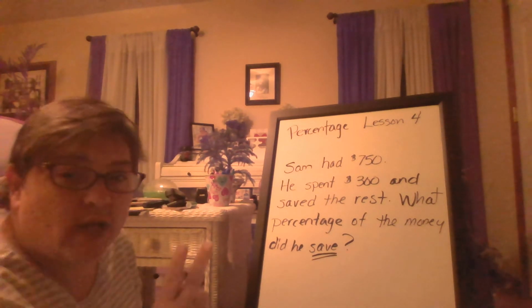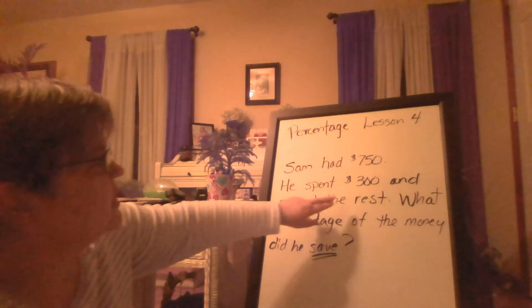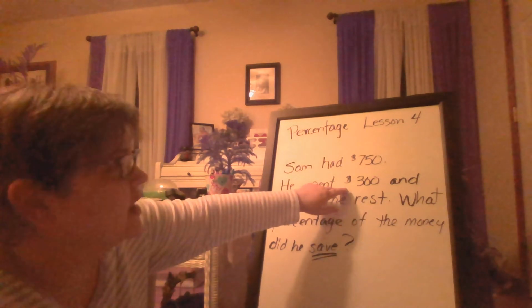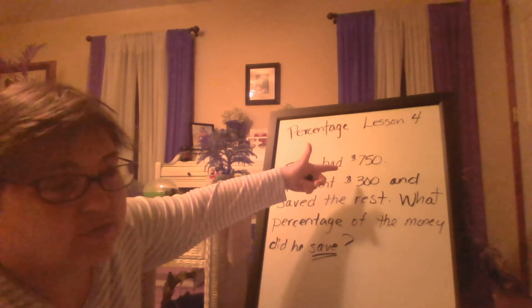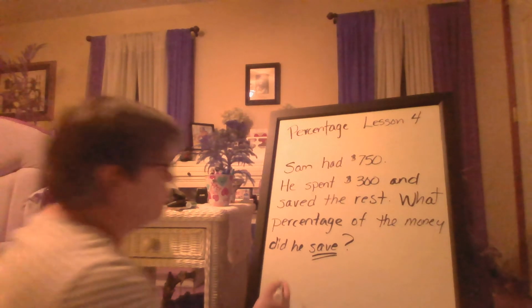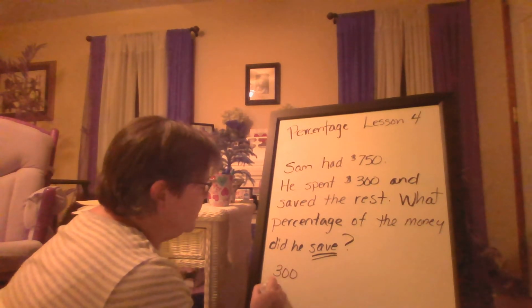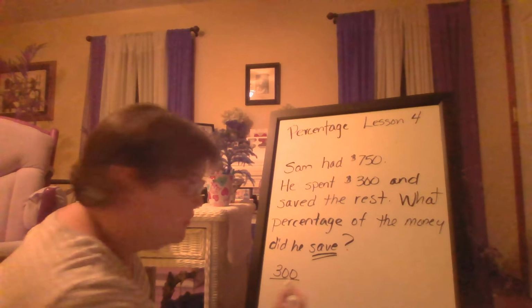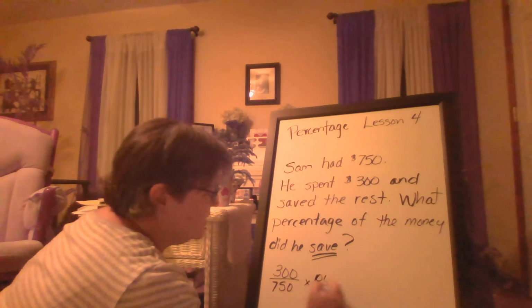There are two ways you can do this problem. You can find out what percent he spent and then subtract that from 100%, or you can do the subtracting first. So let's do it both ways. So we have, he spent 300 out of 750. So we want to know that percentage.